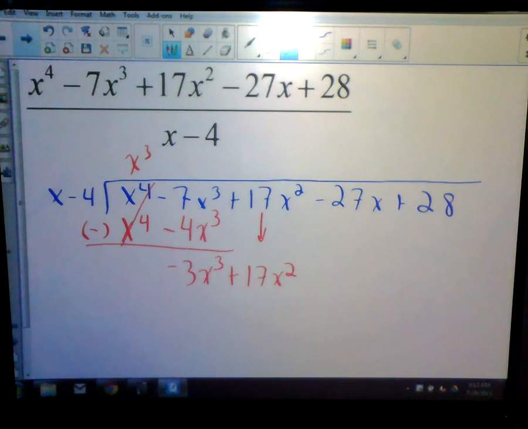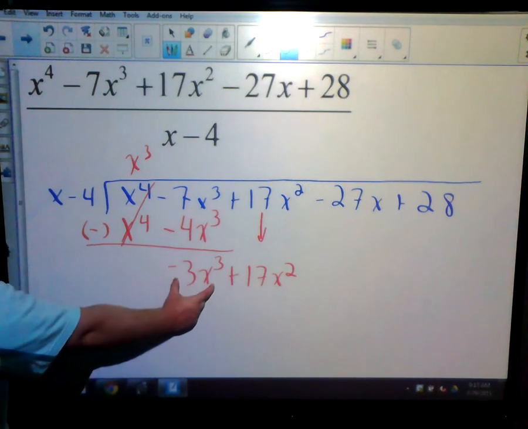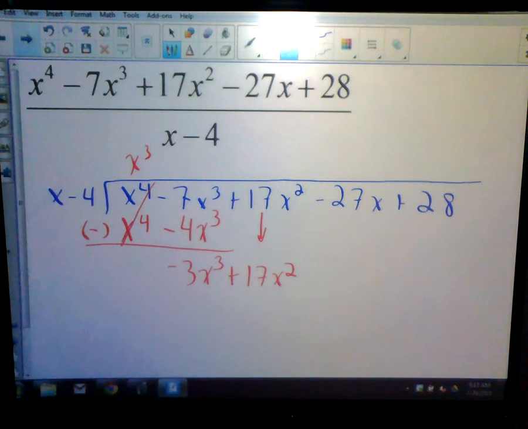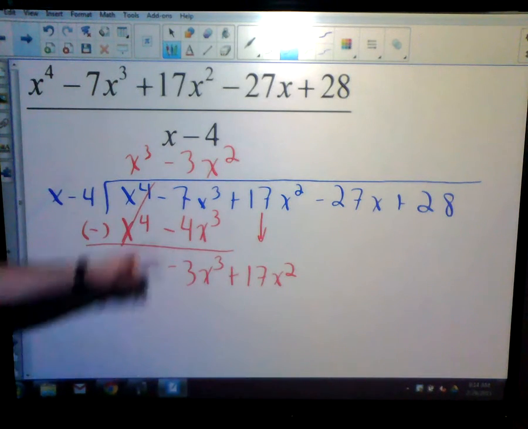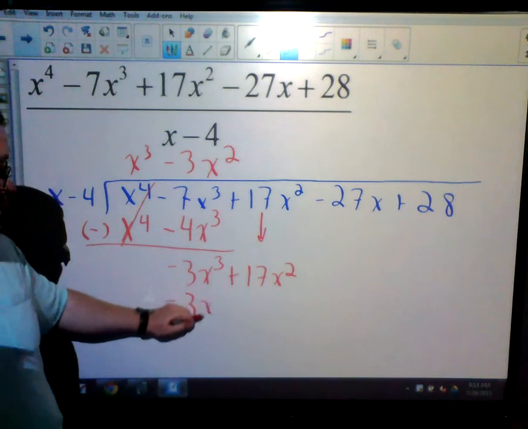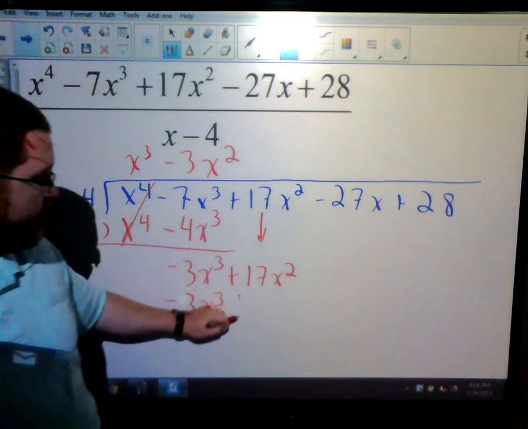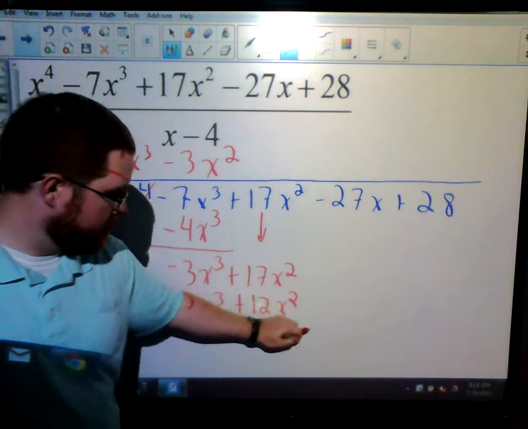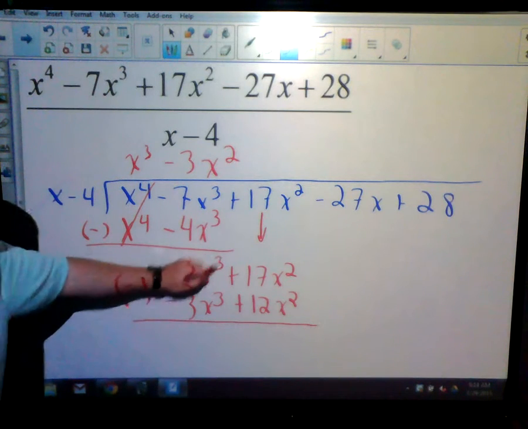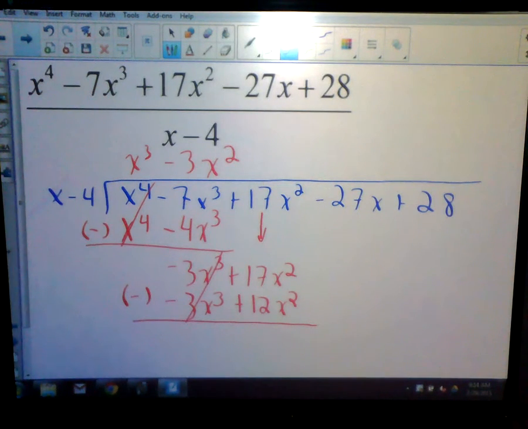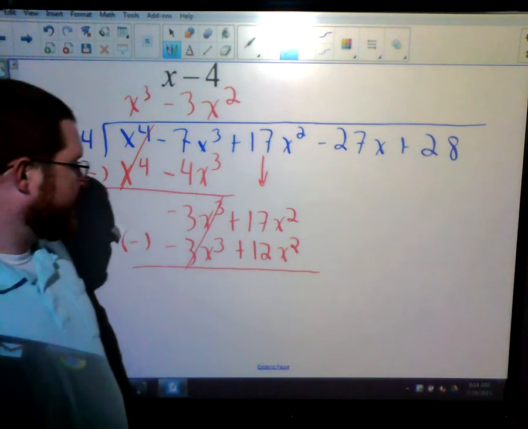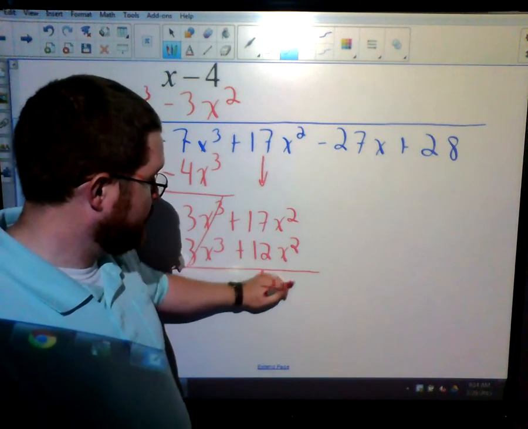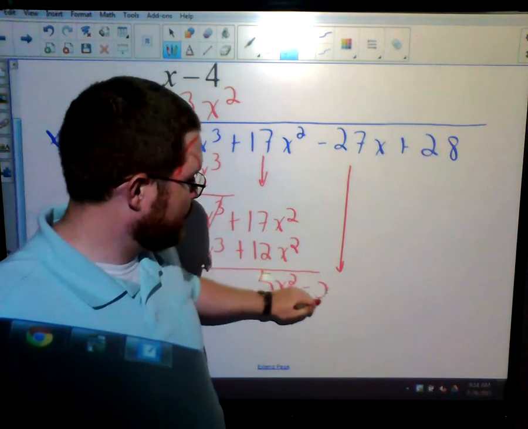So, divide, multiply, subtract, bring down. Let's repeat. What's negative 3x cubed divided by x? Negative 3x squared. Divide. Now multiply. Negative 3x cubed plus 12x squared. Subtract. These will cancel. Those will always cancel or else you've messed up. 17 minus 12 is 5x squared. And now bring down the next one. Minus 27x.